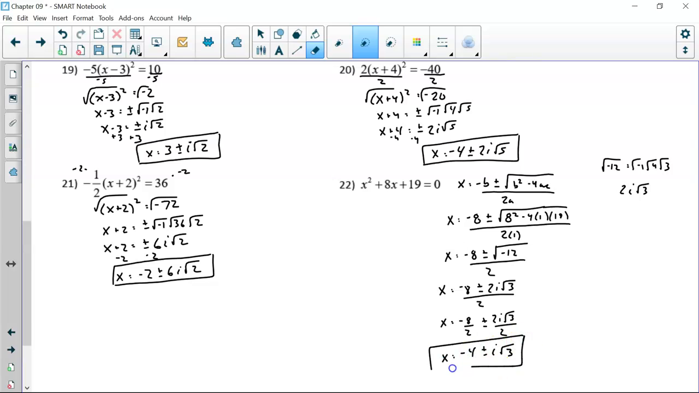And there's our answer. So that was talking about using i to simplify radicals, which we use then to solve quadratics.